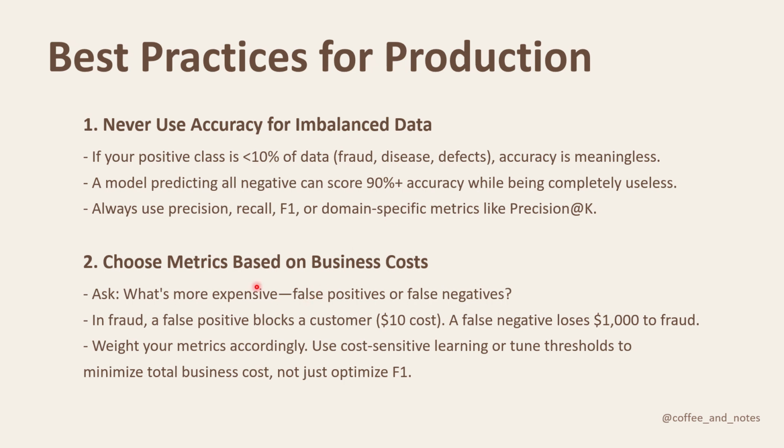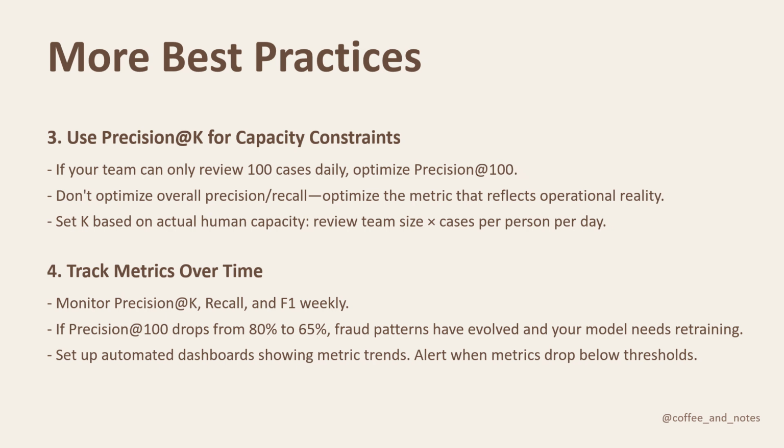Second, choose metrics based on business costs. Don't just pick F1 because it's popular. Ask what's more expensive, a false positive or a false negative. In fraud, a false positive might cost $10 in lost revenue from a blocked transaction. A false negative costs you the actual fraud amount, maybe $1,000. That's a 100 to 1 ratio. Weigh your metrics accordingly. Use cost sensitive learning or tune thresholds to minimize total business cost.